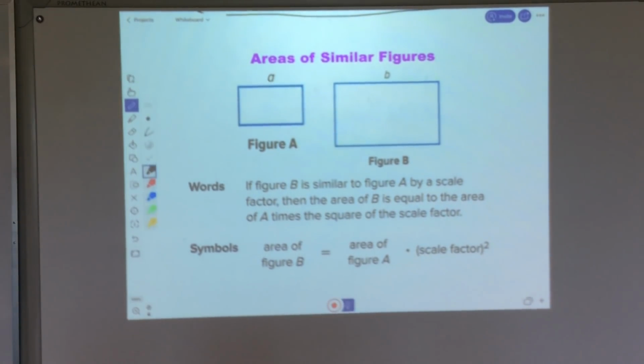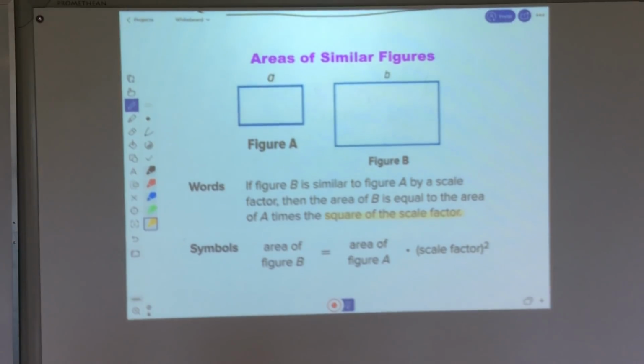So this page should look really familiar to the one we went through yesterday, but this page is talking about the area. It says if figure B is similar to figure A by a scale factor, then the area of B is equal to the area of A times the square of the scale factor. And that's the difference between the perimeter and the area, is this time we square our scale factor.